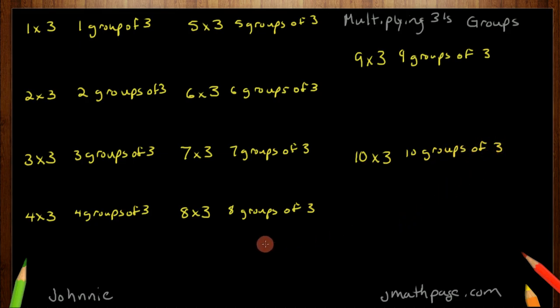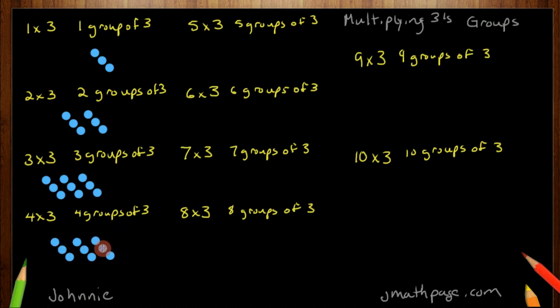Okay, we know that we can say 4 times 3 is 4 groups of 3. But what does that look like? Let's try this out. Let's make some groups. One group of 3, well, that's easy. 2 groups of 3, we have one group of 3 and a second group of 3. 3 groups of 3, 1, 2, 3 groups of 3. And with 4 groups of 3, we have 1, 2, 3, 4 groups of 3.